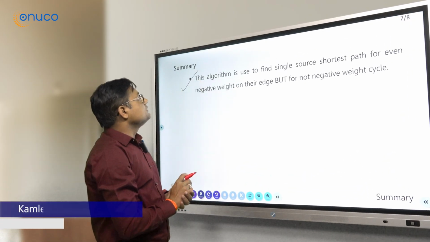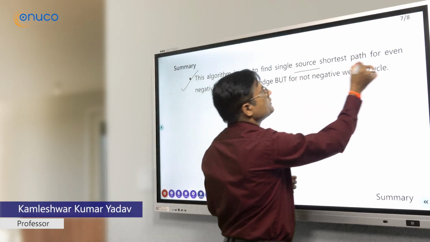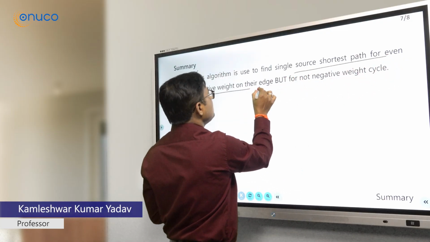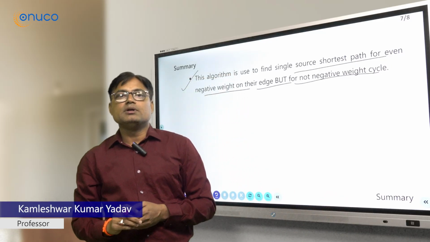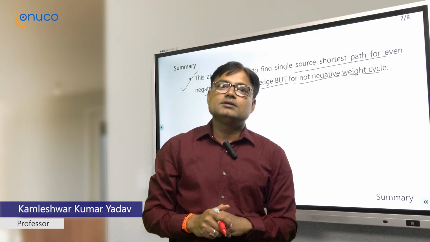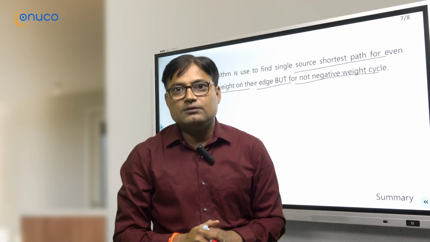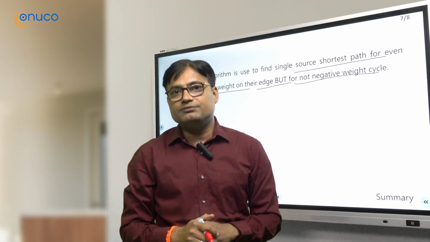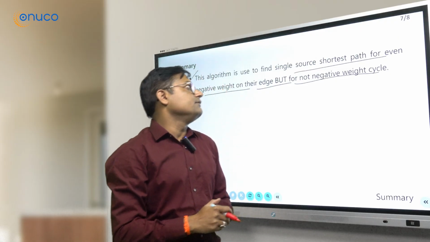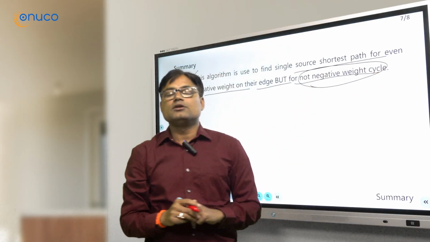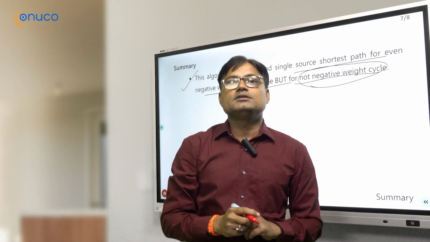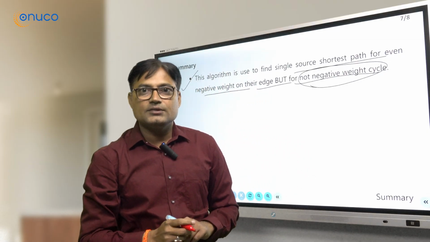Summary of this: this algorithm is used to find single source shortest paths even with negative weights on edges, but not negative weight cycles. As I said, the Bellman-Ford algorithm finds single source shortest paths for negative as well as positive weights. But if a graph has a negative weight cycle, then the Bellman-Ford algorithm cannot be applied. Hence, there is no solution for that. Thank you very much.